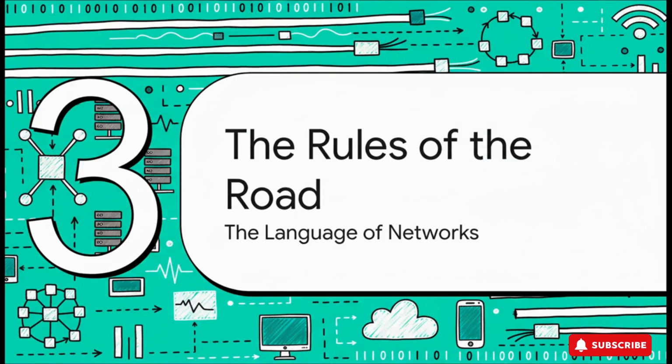Okay, so we've got our physical roads and our network city plan, our topology, but for all the data traffic to actually flow without crashing, everyone needs to follow the same rules of the road. And this is where we shift gears. We're moving from the physical world into the abstract world of software and rules.